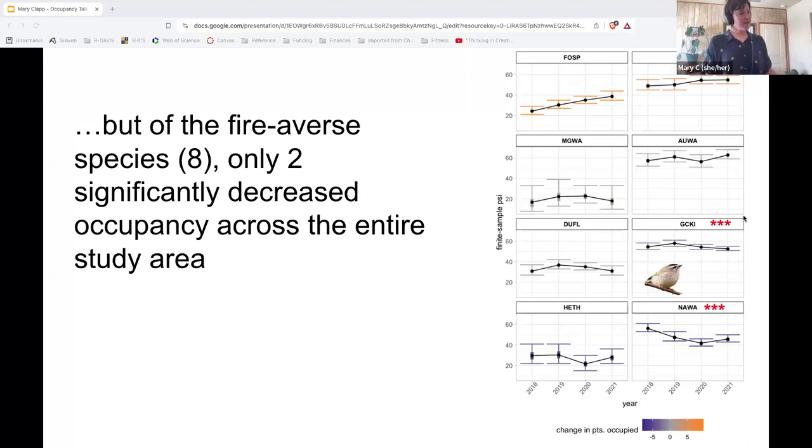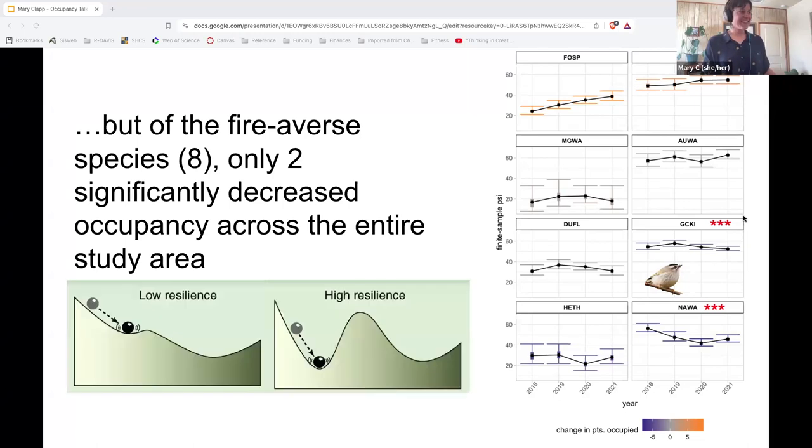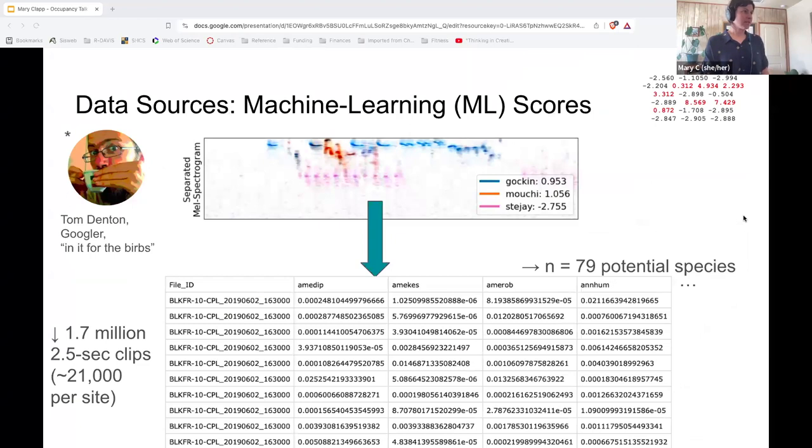Okay, so this is potentially evidence that prescribed fire may promote resilience of forests. By the time I had finished that analysis, we were starting to really make some progress with the machine learning data. And now I'll show you exactly how we incorporated it into our model.